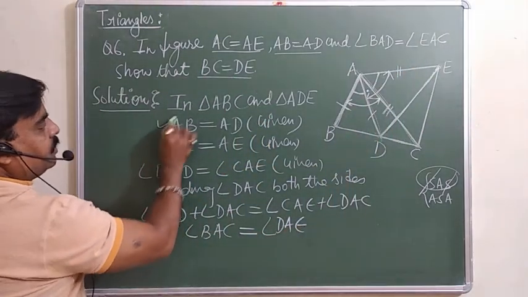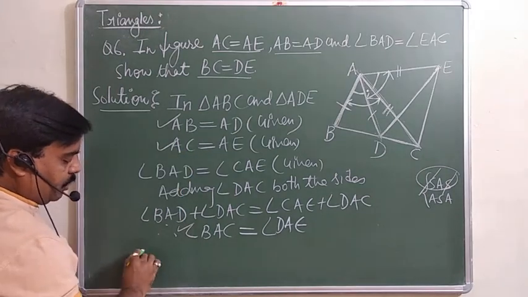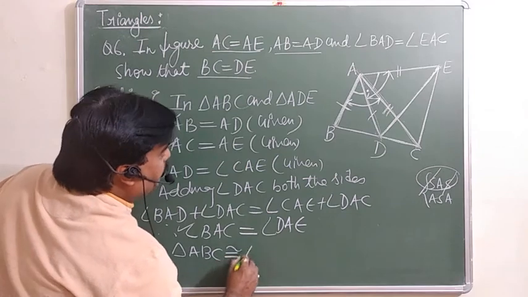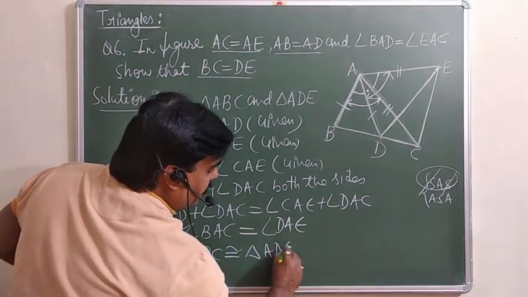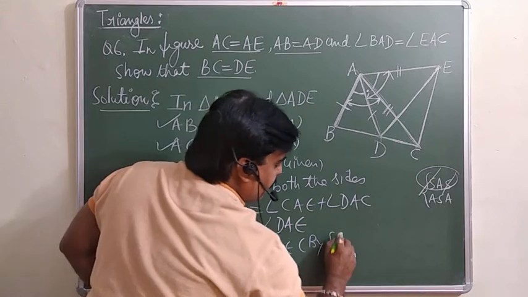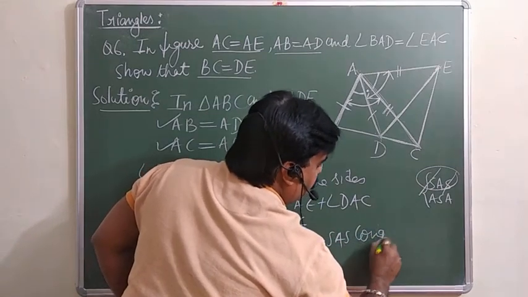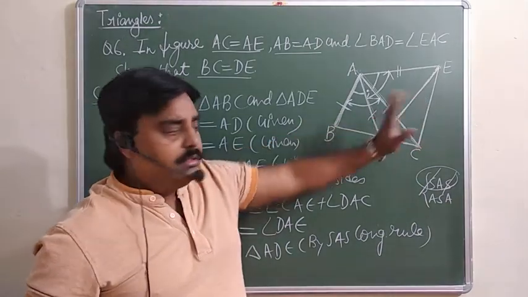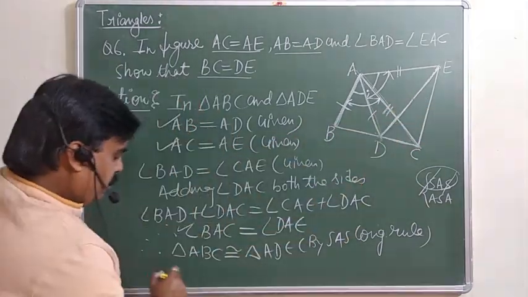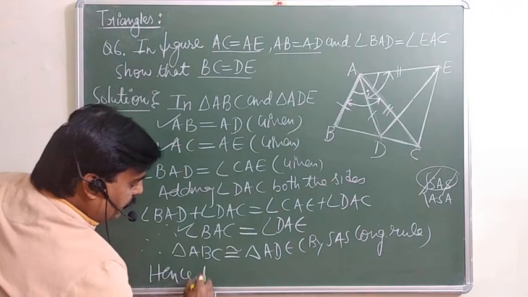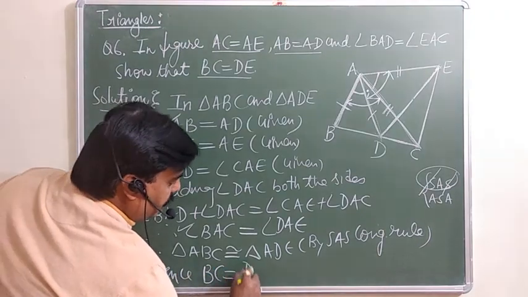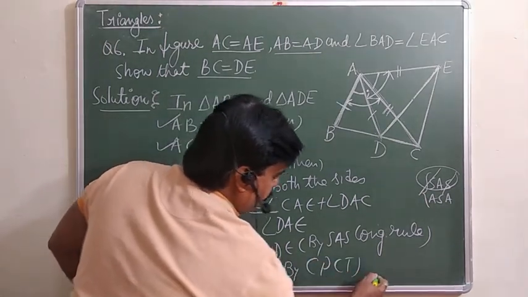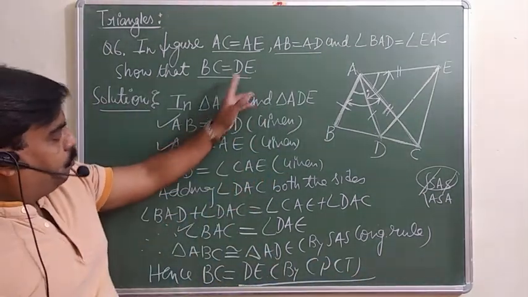So by these two sides and this angle, you can say triangle ABC is congruent to triangle ADE, and this is by the SAS congruence rule. Then once the triangles are congruent, you can directly say, hence BC is equal to DE, and this is by CPCT, which you wanted to prove. Have a look.